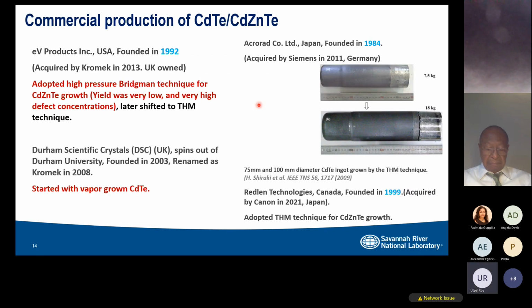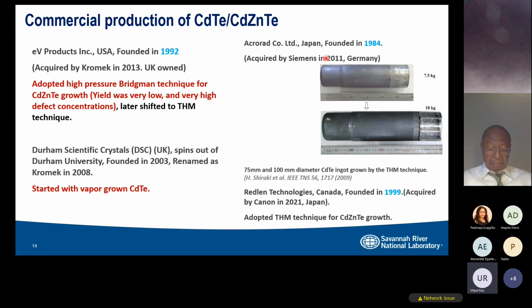Now, how did commercialization start? In 1984, Acrorad in Japan founded this company and they started growing cadmium telluride. And as I said, cadmium telluride is not good for homeland security application, but it is good enough for medical imaging purpose. So they started this company for cadmium telluride only. Since 1984 till today, they are growing cadmium telluride only. They are not growing any cadmium zinc telluride. They are not competing with homeland security. They are focused on medical imaging applications.